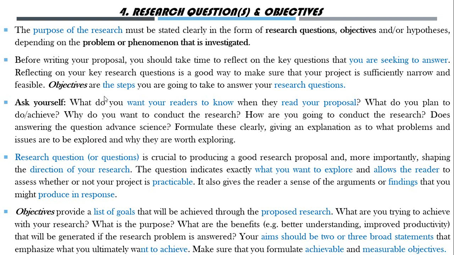When we talk about the objectives of a research project, they can be defined as a list of goals you intend to achieve through your proposed research. So what are you trying to achieve with your research? What is the purpose? What are the benefits? What are your aims? They should be clearly indicated. Mainly the research objectives can be 2 or 3 statements which emphasize what you ultimately want to achieve. Make sure that when you are formulating your objectives, they are achievable and measurable.